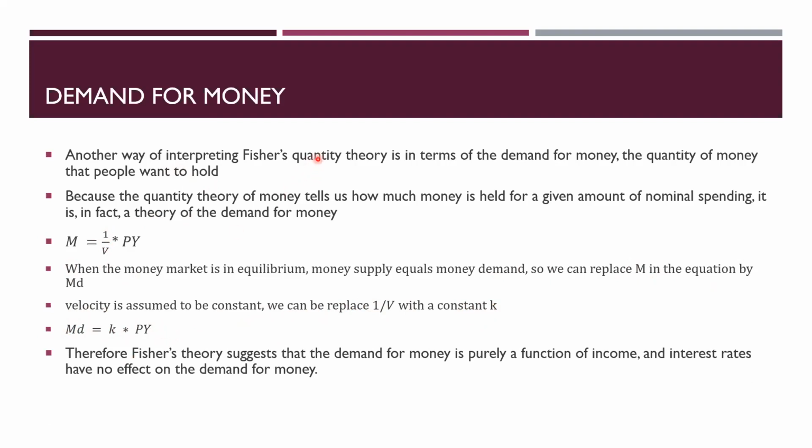So according to Fisher, because this demand for money theory falls under the classical school of thought, they believed that interest rates cannot have an impact on the demand for money. Demand for money is entirely determined by the income of the economy. So if we want to put it further, you can also see that if income increases in the economy, money demand will also go up. If the price level increases in the economy, the demand for money also increases, right?